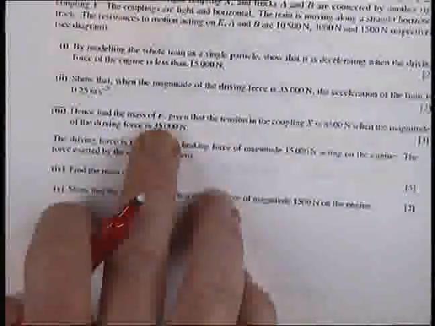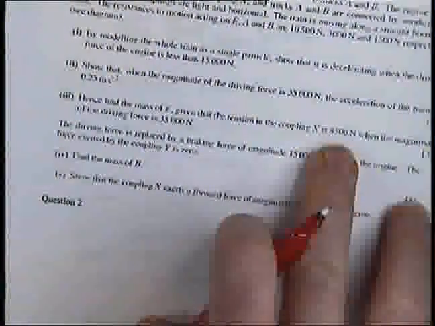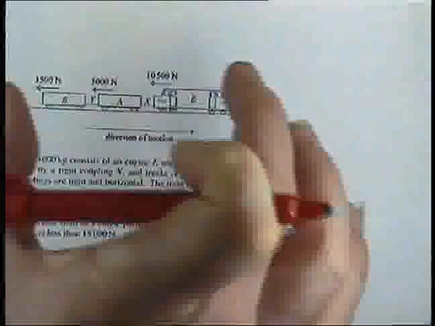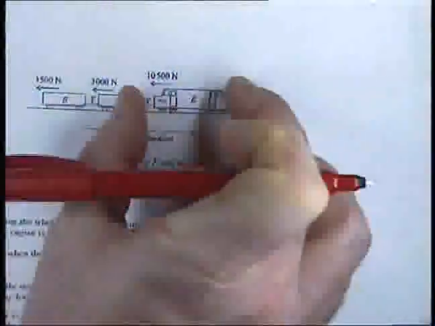Now the third part is: hence find the mass of E given that the tension in the coupling is 8,500 newtons when the magnitude of the driving force is 35,000 newtons. So what we're now doing is we're considering E. In this model, we're not considering the entire train as a whole, so we haven't zoomed out to look at the train as a single particle. We're now going to zoom in and consider this train. But we will have to consider the coupling force, X, which we have been given.